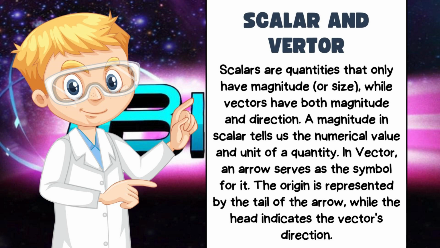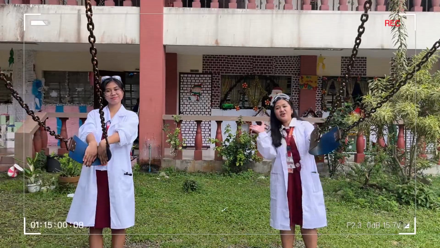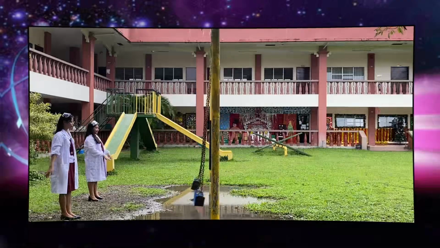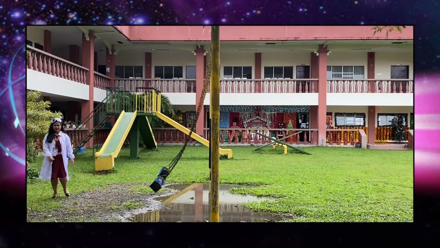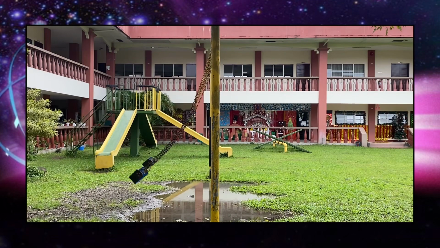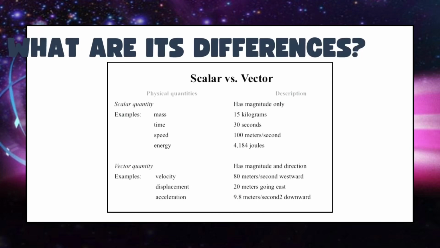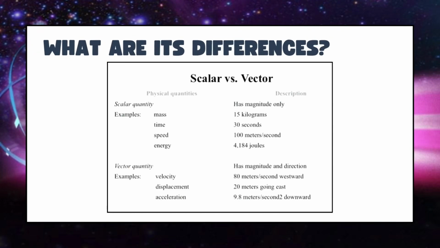In vector, an arrow serves as the symbol for it, kung saan nirepresenta nito ang haba ng direction. The origin is represented by the tail of the arrow, while the head indicates the vector direction. Para mas maintindihan natin ang konsepto, narito ang isang halimbawa mula sa activity na ginawa kanina. If I say that the swing moves 1 meter, we can call it a scalar quantity, because I just described the magnitude or the size of the movement. But if I say the swing moves 1 meter going forward, now we can call it a vector, as there is a direction.